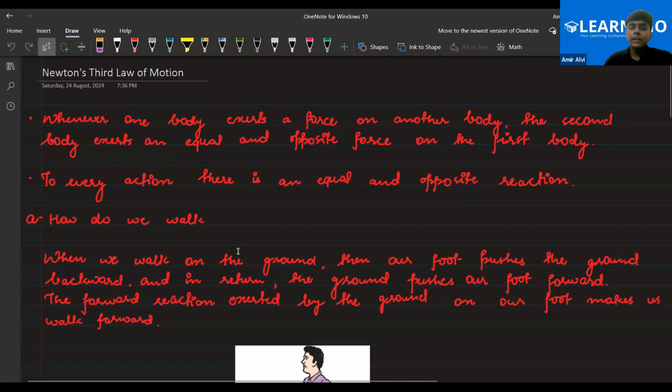Next, according to the statement, that is action and reaction: to every action, there is an equal and opposite reaction. It means that if you exert some force on a body, that body will also exert that amount of force on you, but in the opposite direction.